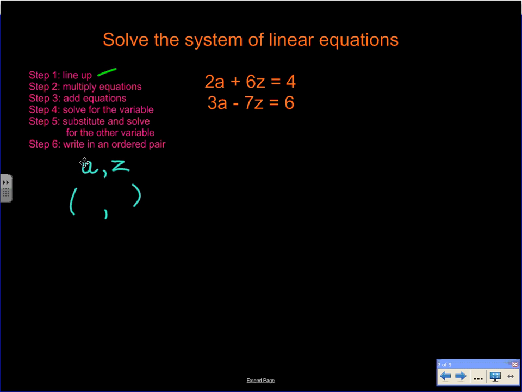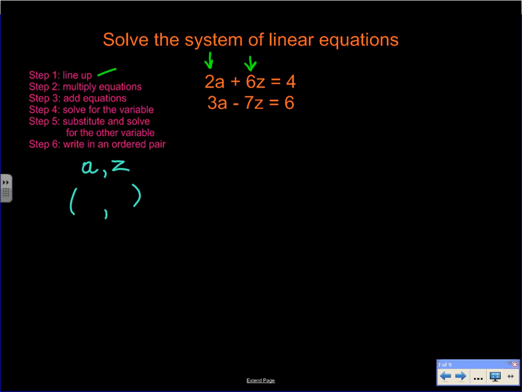All right, step number two says multiply the equations. Remember, you can multiply one equation or both equations, or sometimes you don't even have to multiply any equations at all, because the whole goal is to get the coefficients to be opposite of each other, and there only has to be one of them, either the ones in front of the A or the ones in front of the Z. And so, now look here.